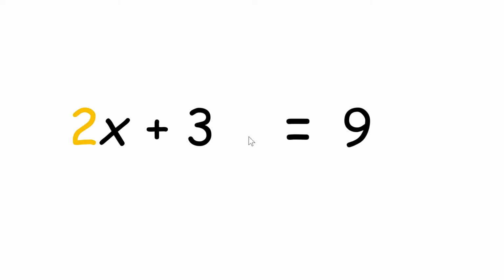Now our x variable has a coefficient, a number by which it's multiplied. So in this case, we have 2 times x. Then we have a couple of constants, a 3 and a 9. To solve for x, we need to isolate the x term, in this case 2x. So we need to get rid of the other terms on that side.